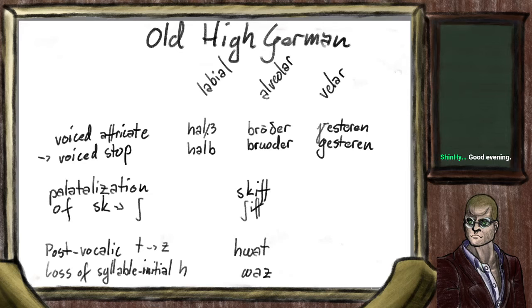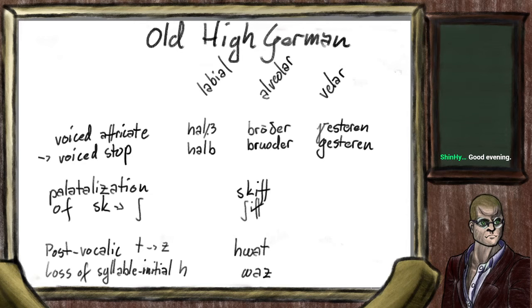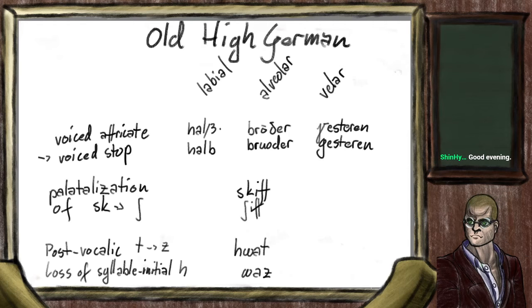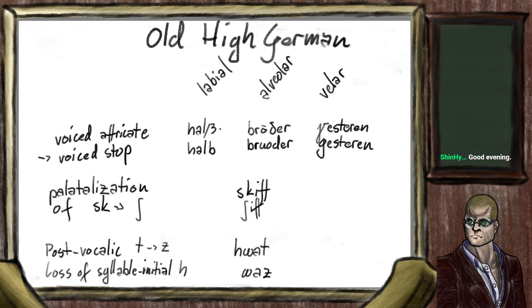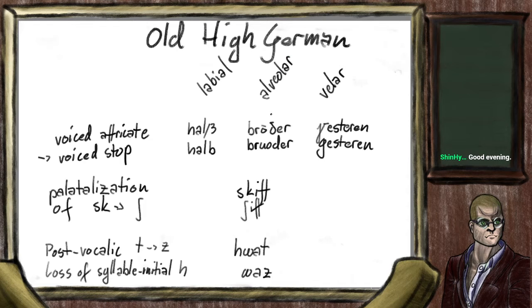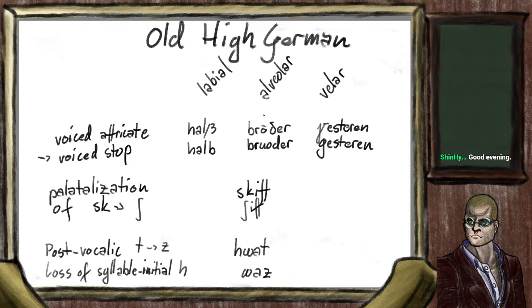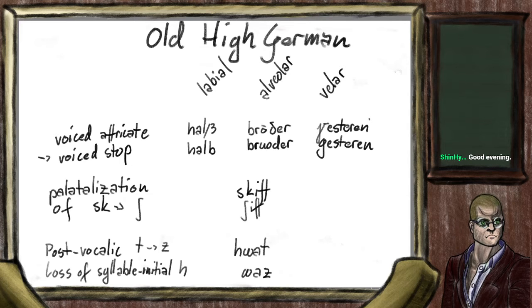And these have disappeared in all Germanic languages, but they have developed in different directions. So in English, this has become devoiced and has become half. And in High German, it has stayed voiced, but has become a stop. So you get halbe. The same is again the case at the alveolar ridge. So from brother, you get Bruder. In English, this has become brother, devoiced. And at the velum, gestern becomes yesterday in English and gestern in modern German.